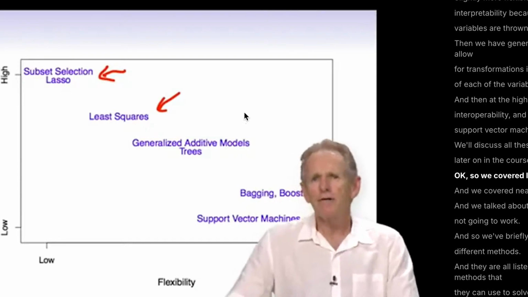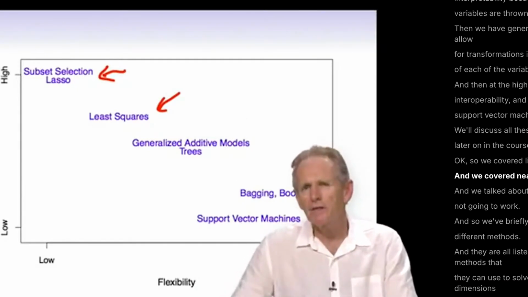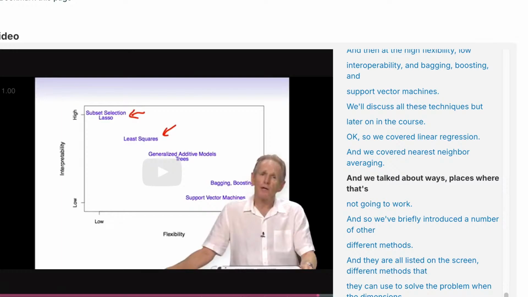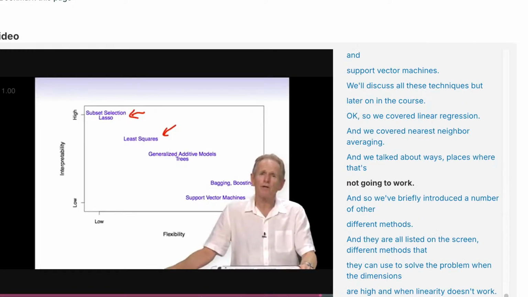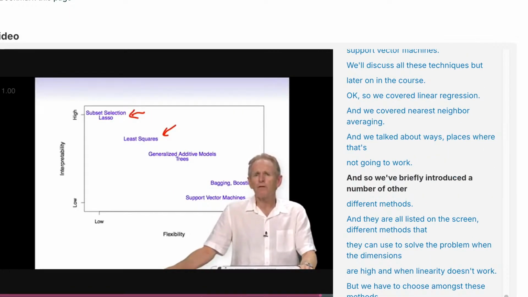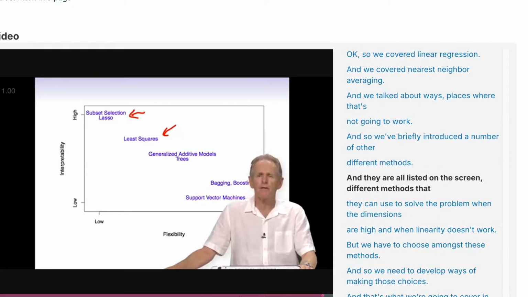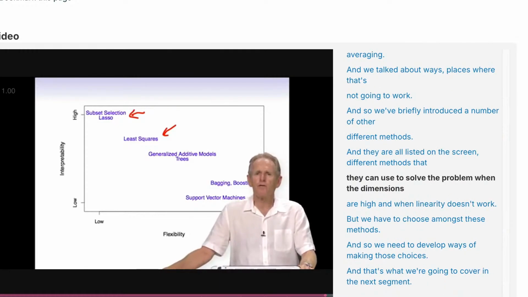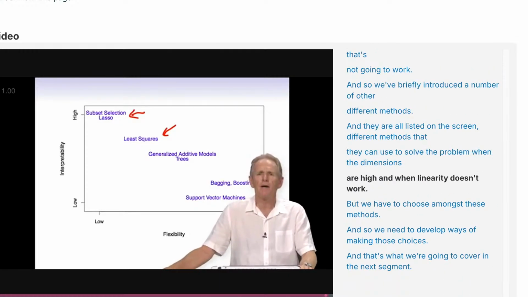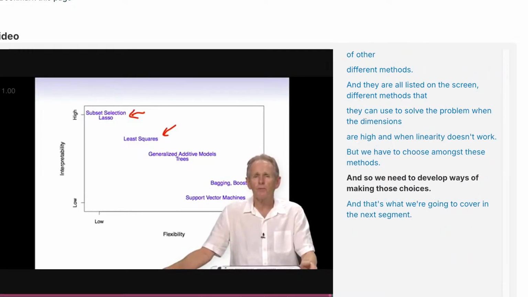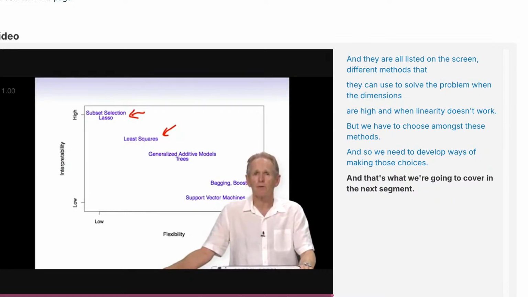Okay, so we covered linear regression and we covered nearest neighbor averaging, and we talked about places where that's not going to work. And so we've briefly introduced a number of other different methods, and they're all listed on the screen. Different methods that we can use to solve the problem when the dimension's high and when linearity doesn't work. But we have to choose amongst these methods. And so we need to develop ways of making those choices, and that's what we're going to cover in the next segment.